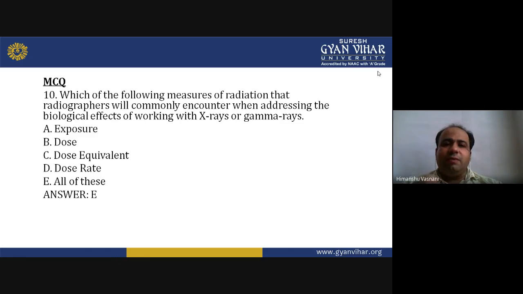Now, which of the following are measures of radiation that radiographers will commonly encounter while addressing the biological effects of working with X-rays or gamma rays? Either exposure, or dose equivalent, or dose rate, or all of these. What do you think? The answer is E, all of these. These measures are all important.